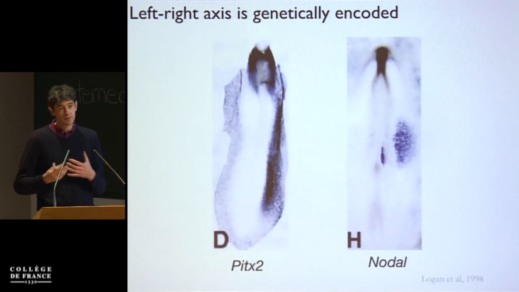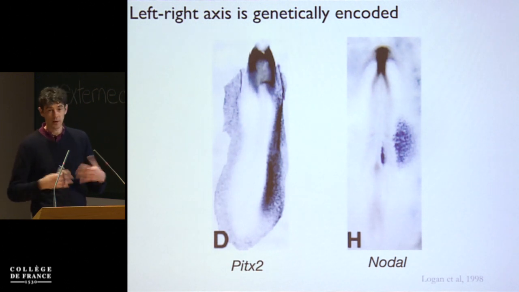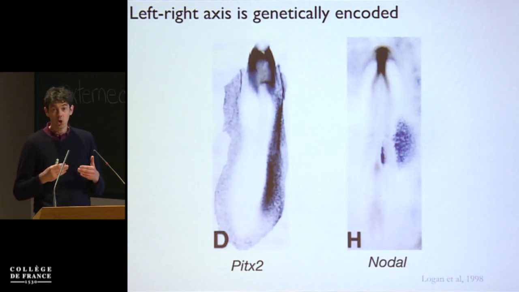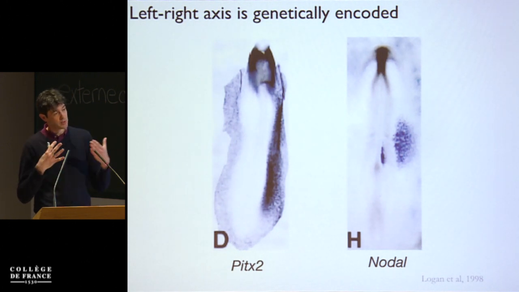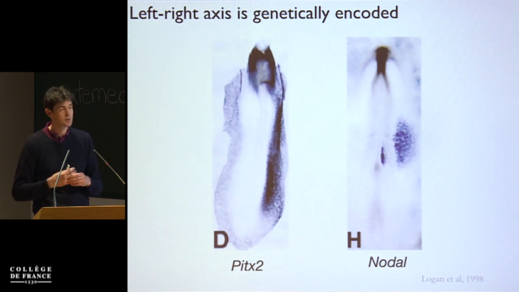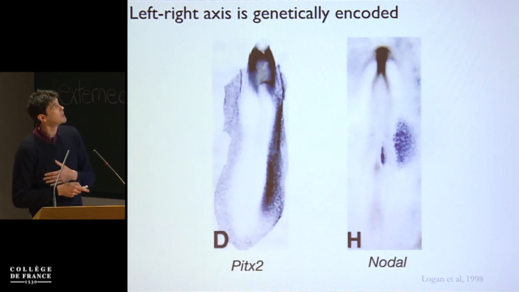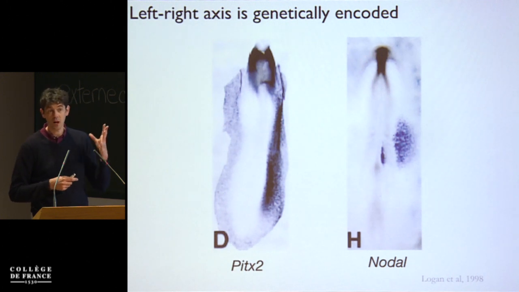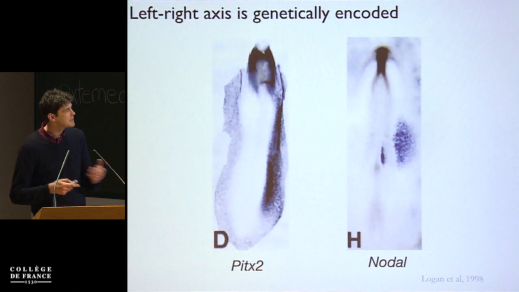And this follows an axis, which is the left-right axis, which is set up very early in the embryo. And it's genetically encoded, and the genetic pathways have been heavily studied these last 20 years. So this is an in situ hybridization for genes that are setting the left-right axis in chicken. It turns out that these genes are highly conserved in vertebrates. This is the work that was done in Cliff Tabin's lab.